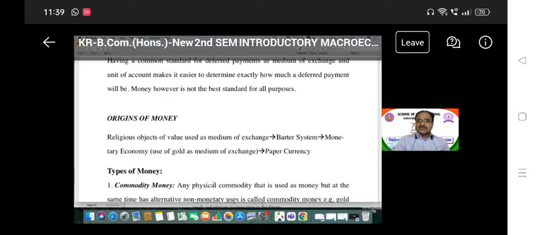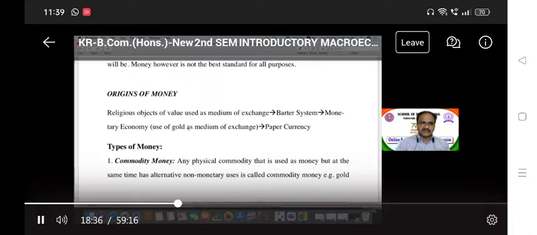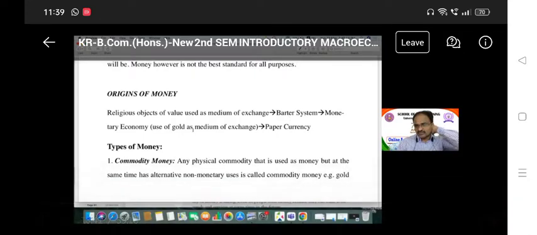So once we understand what the functions of money are, now we are going to discuss the origin of money. Origin means when money came into existence. Money is the concept. Okay, suppose in the historical order, the object of value used as a medium of exchange first was the barter system. And after that, the monetary economy, in terms of the medium of exchange: gold, silver, at that time, different coins which we were using.